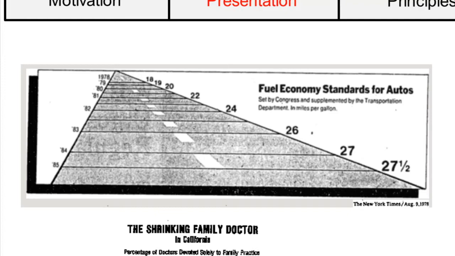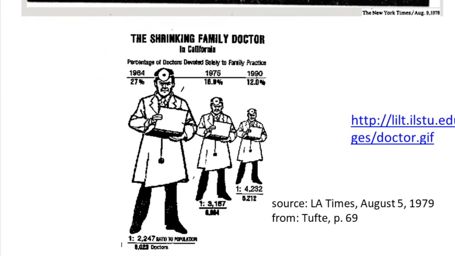If you take a look at the second picture, it commits the same kind of sins. And what you'll see is they're talking about the shrinking family doctor, but what they're actually showing is an increase in a ratio. So that degree is confusing, and then when you look at the actual scale, the volume and the scale are also distorted.